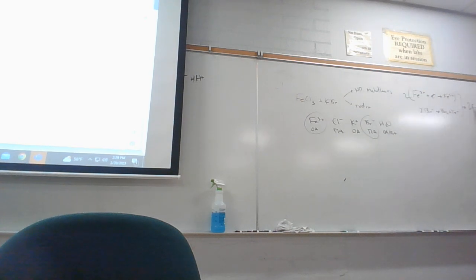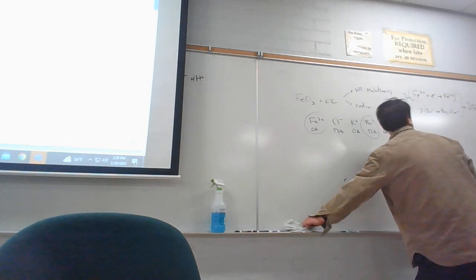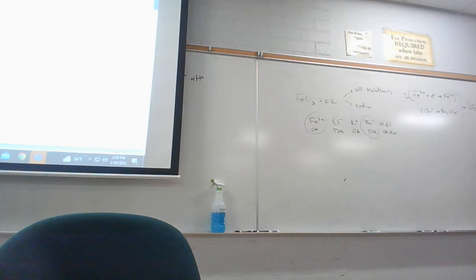And so what I'm going to end up with is 2 iron 3 plus 2 electrons plus 2 bromides is going to yield 2 iron 2s plus bromine plus 2 electrons. So the 2 electrons cancel.